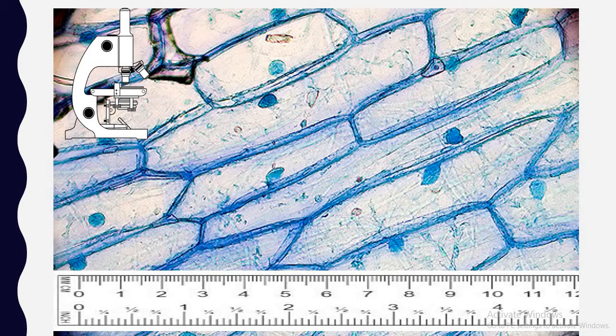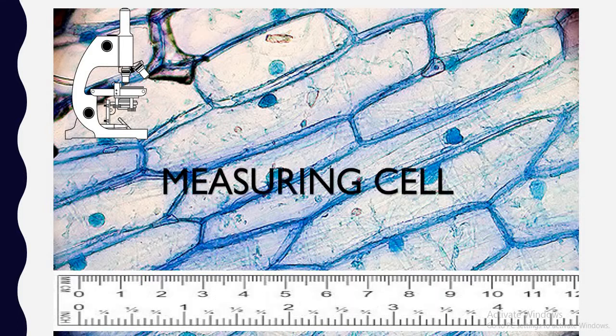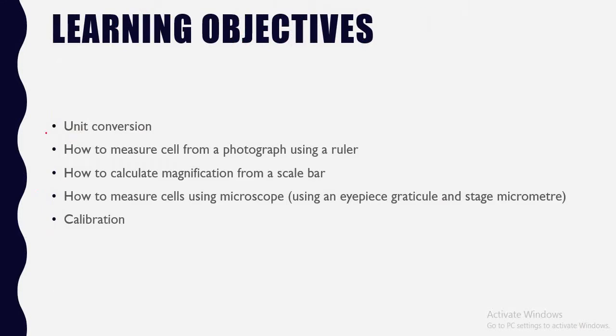This is part 3 of the microscopy, wherein we are going to discuss the measuring of the cell. Here we are going to discuss unit conversion, how to measure a cell from a photomicrograph using a ruler, how to calculate magnification from the scale bar, and how to calculate or measure the cell using a microscope, that is using an eyepiece graticule and stage micrometer, and how calibration goes hand in hand with them.